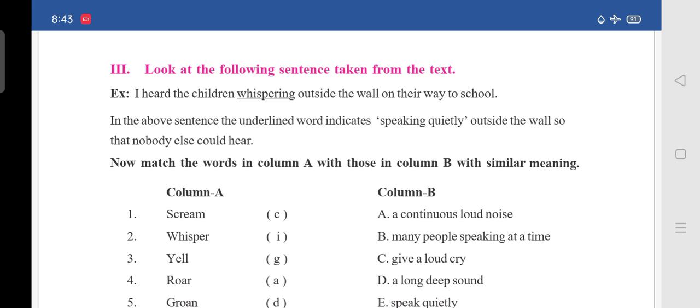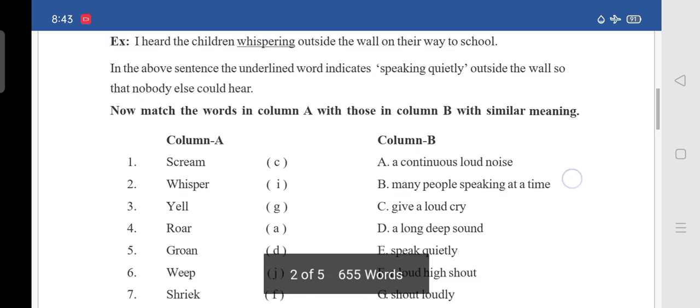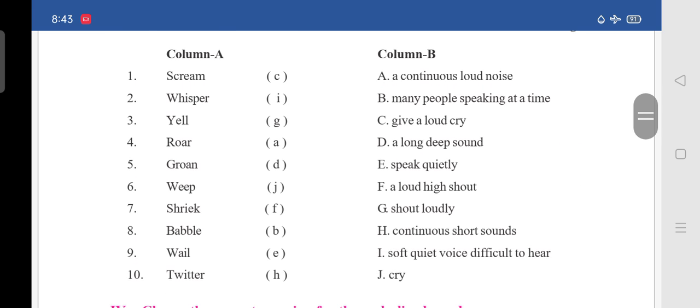So what they are asking us, they have given two columns, column A and column B. So they are asking us to match column A words with the proper meaning in the words in column B. So I have already done it for you. You write them in your textbook neatly. So see column A. First one, scream.